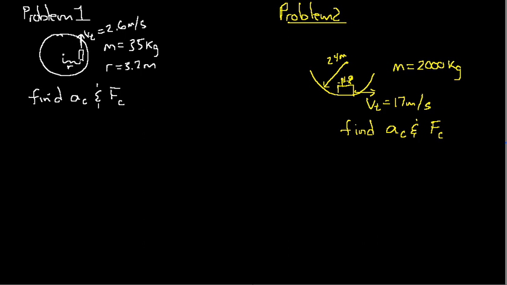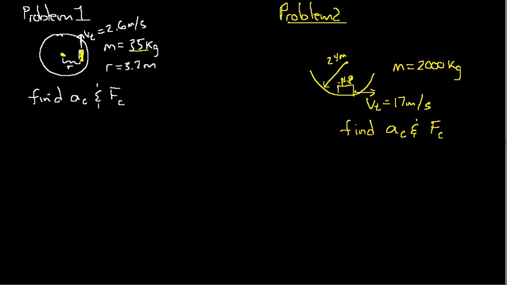Okay, there's two problems that I'd like to go over with you. First problem is a kid on a merry-go-round, and here's our merry-go-round, and here's our kid on one of the horses. The kid weighs 35 kilograms. The radius from the center of the merry-go-round to where the horse is happens to be 3.2 meters.